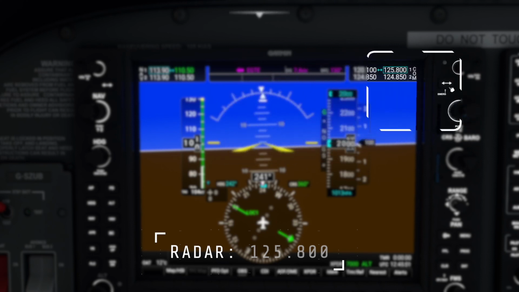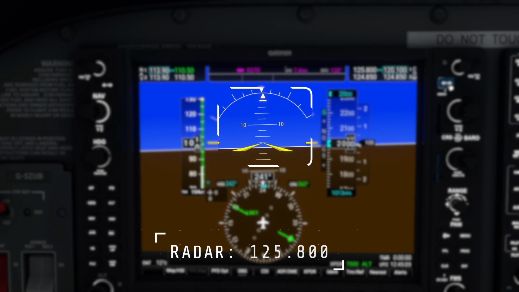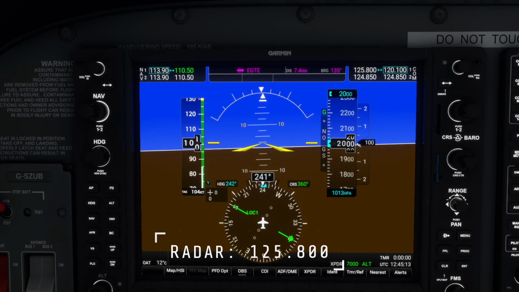I'm going to find the button. Back to the attitude. I'm going to click the button while looking at the attitude. I'm now going to check the active frequency. 125.8. That was a long process to talk through.